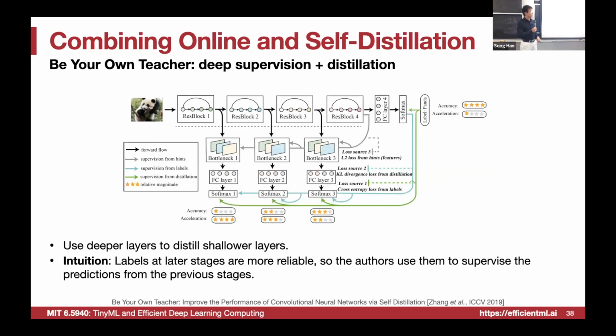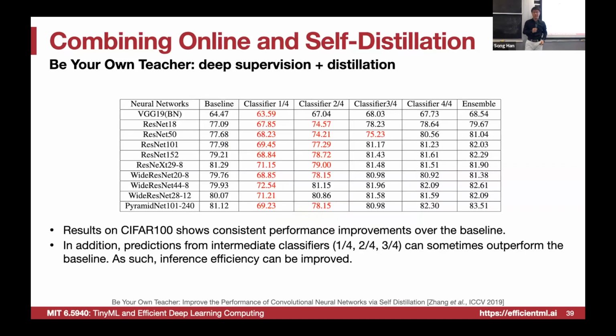Certainly, this adds some complication to use later stage feature maps to supervise the earlier stages, and to use later stage predictions to supervise earlier stage predictions. That's why you get different wires here. We can see accuracy-wise, CIFAR-100 shows quite consistent performance improvement over the baseline. And the predictions from its intermediate classifiers sometimes even outperform the baseline.